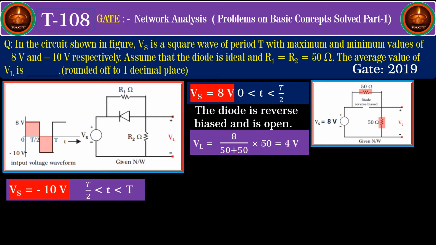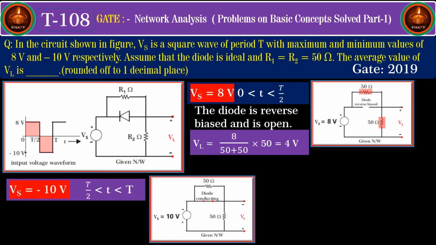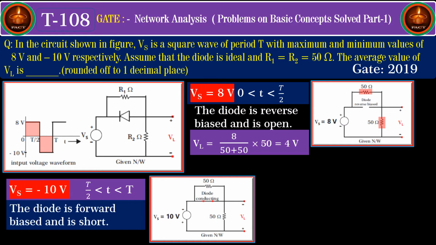It means we have to reverse the polarity. So you see that the polarity is reversed here, and as a result you find that the diode is forward biased and it is short. So you see that in the figure shown the diode is short. Once the diode is short, this 50 ohm resistance is short circuited and hence it can be treated as open.